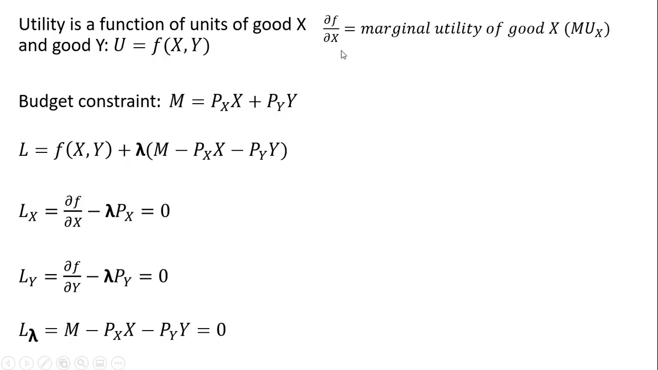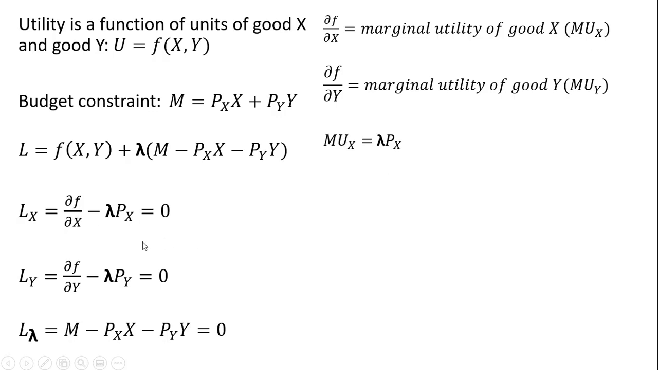The partial derivative of this utility function with respect to good X is just the marginal utility of good X, MU subscript X. And the partial derivative of the utility function with respect to good Y is the marginal utility of good Y, MU subscript Y. And I'll just substitute these MU subscript X in for our partial derivative notation. So doing that, the partial derivative of the function with respect to good X is now MU subscript X. And moving this lambda times the price of good X over to the right-hand side, we have this. And solving for lambda, we get the marginal utility of good X divided by the price of good X.